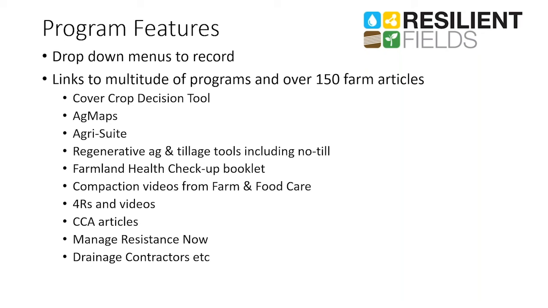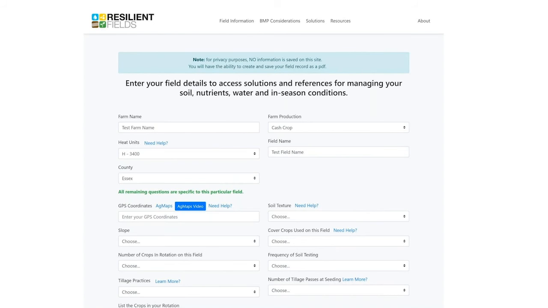So here's a screen for recording some basic information. At the top, 4 or 5 boxes, you're dealing with farm level information. And then in the bottom part, all remaining questions are specific to a field, and there are drop-down menus so that you can select the appropriate information. It helps you focus on the different BMPs that might be applicable in your situation.